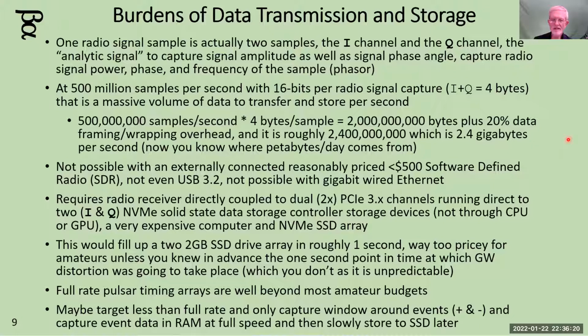So what are the burdens of data transmission and storage? When you're sampling radio signals, you actually have two samples. When I was talking about how fast you have to capture it and how many bits you want per sample, you're actually taking two samples for every sample. These are the I and Q channels. And the reason for doing this is they don't actually sample the amplitude of the signal. They sample a phase delta between two signals.